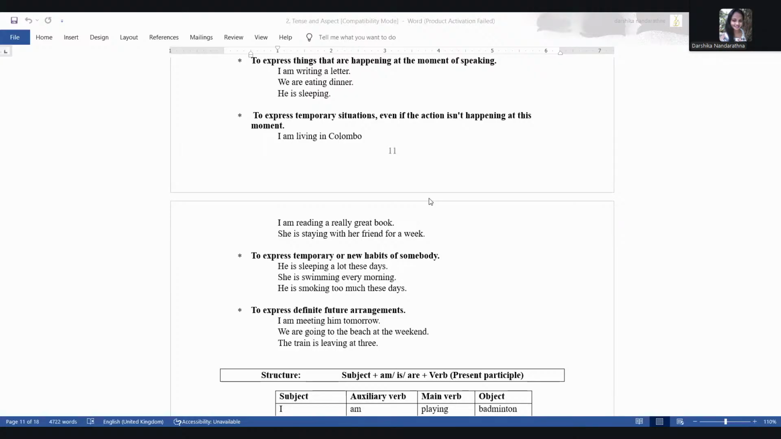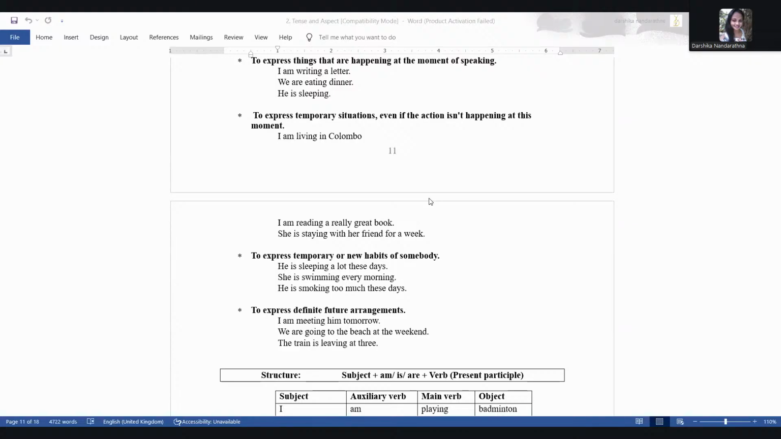She is staying with her friend for a week. She is staying with her friend for a week. So usually she stays with her parents, but these days she is staying with her friend. So to express temporary situations like those, we can use present continuous tense.